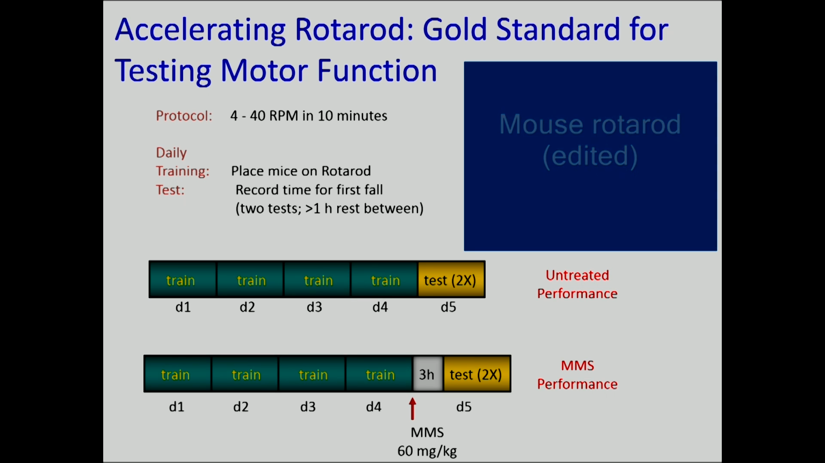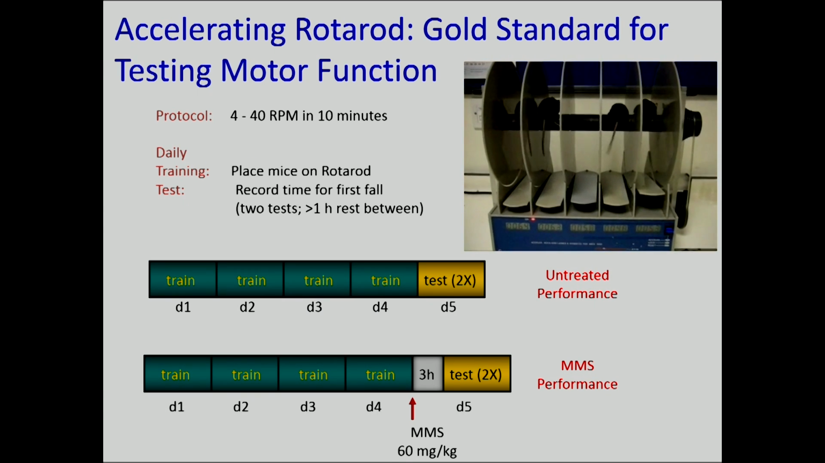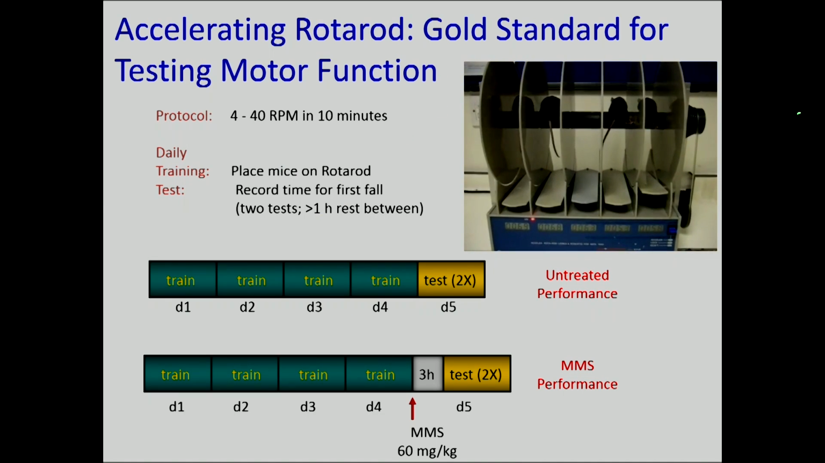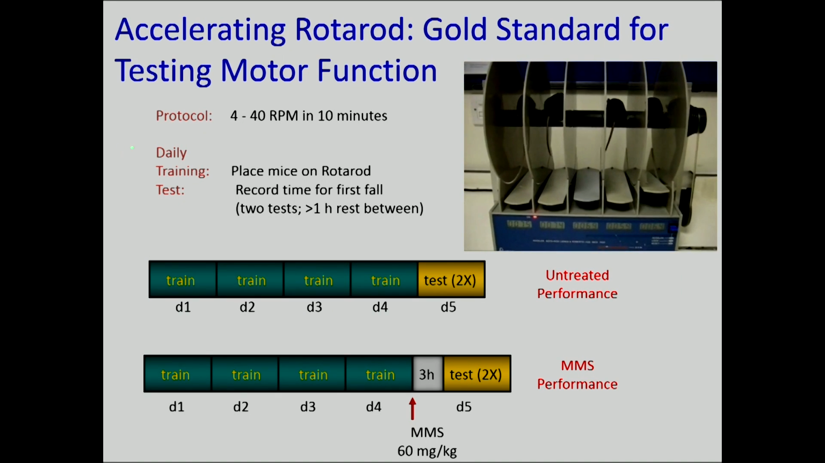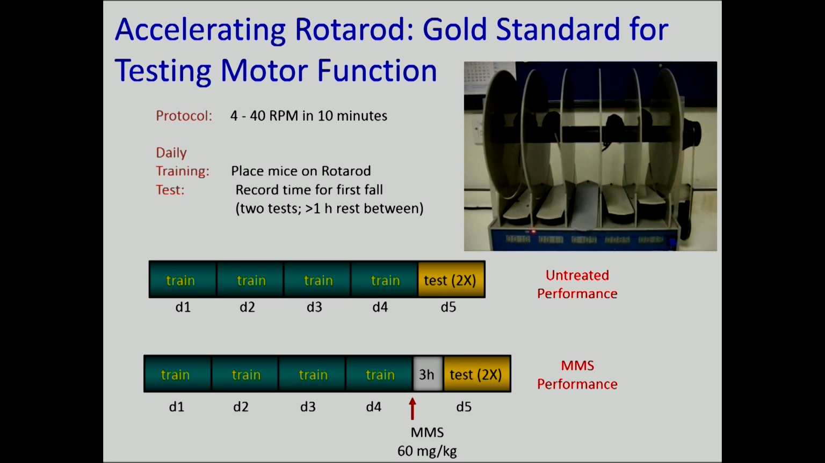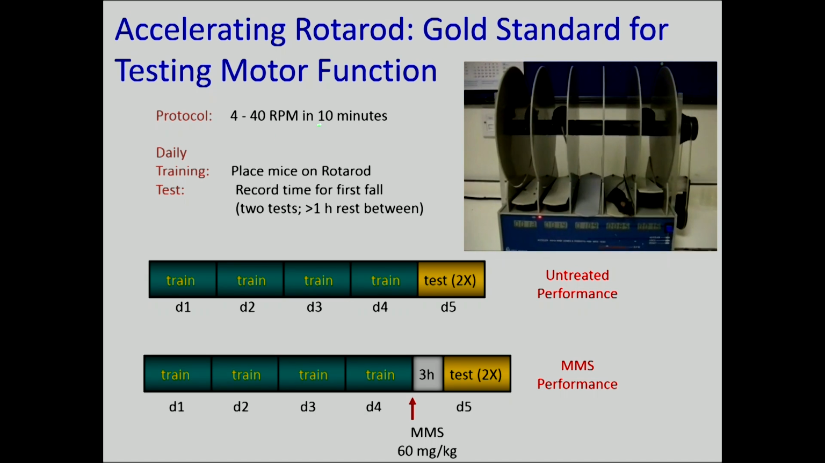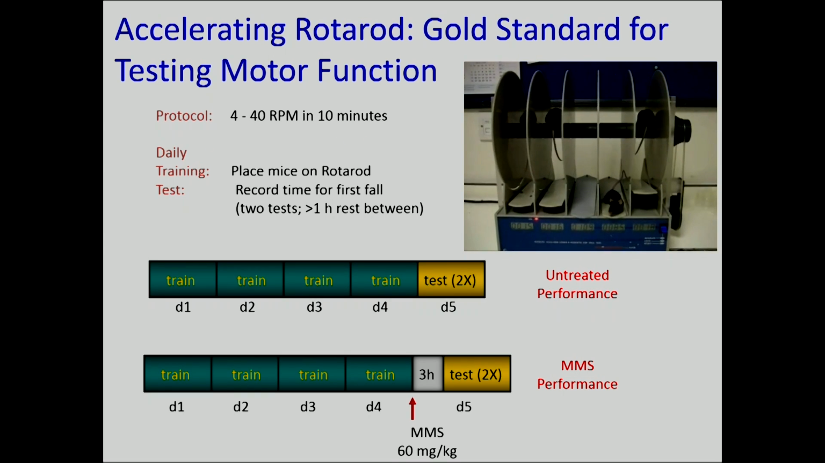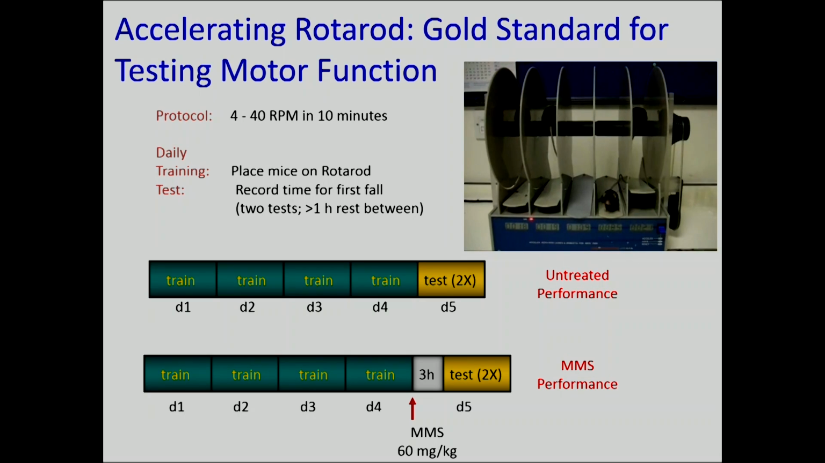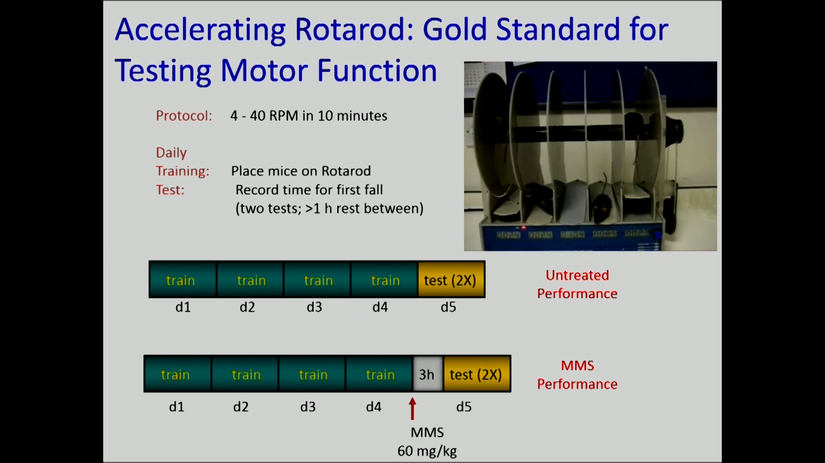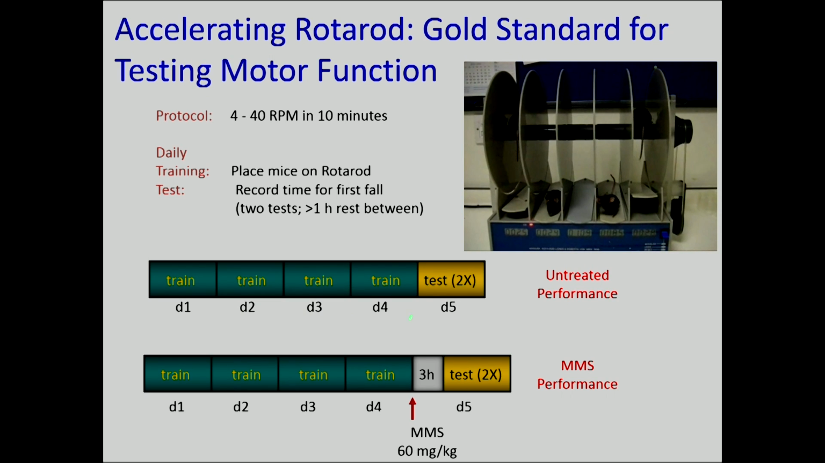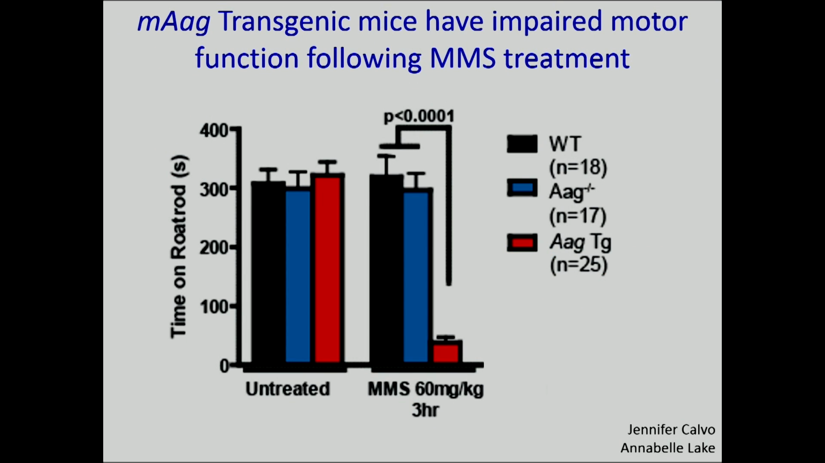So the gold standard test for whether one has cerebellar damage is this accelerating Rotarod, which looks like a kind of cool experiment, but it's very tedious, to tell you the truth. The mice are put on this rotating rod, which speeds up with time, and you time how long the mice can be coordinated and stay on the rod. The tediousness is that they have to be trained twice a day with an hour rest between the trainings, and only on the 5th day do you actually get to test their ability to stay on that rod.